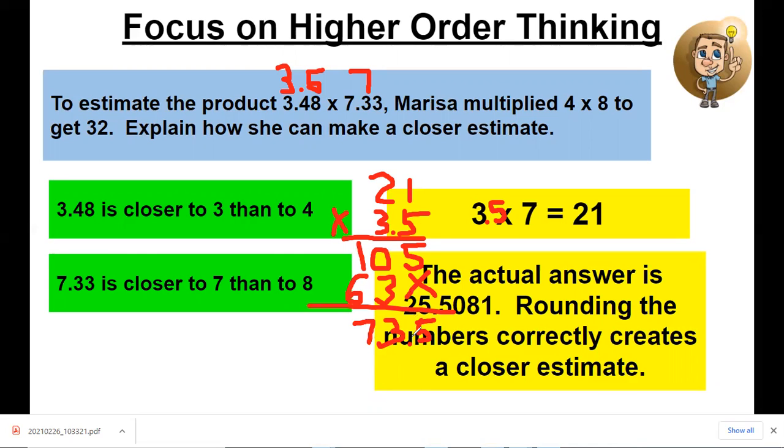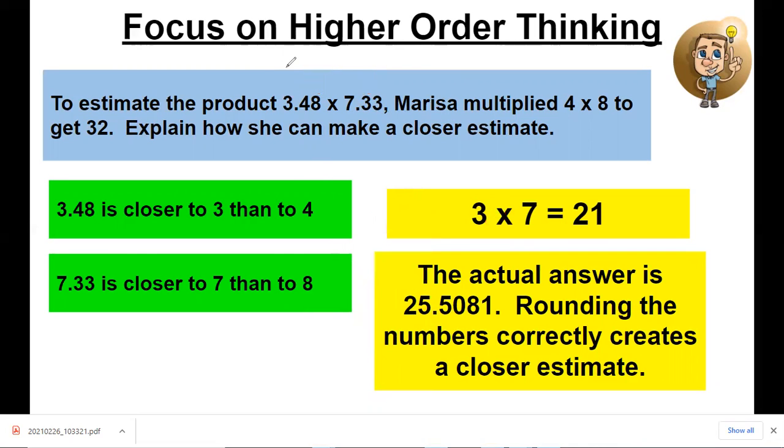Is that one spot? Where did I get 21? What am I multiplying? Oh, I shouldn't be multiplying by 21. I should be multiplying by 7. Undo. Let's try that again. I was multiplying by the answer. That's silly. Okay, so 3.5 times 7. That's better. My goodness, I had a really big number.